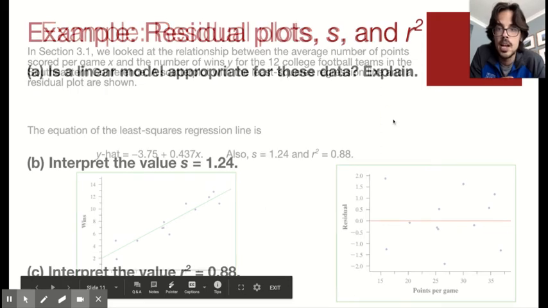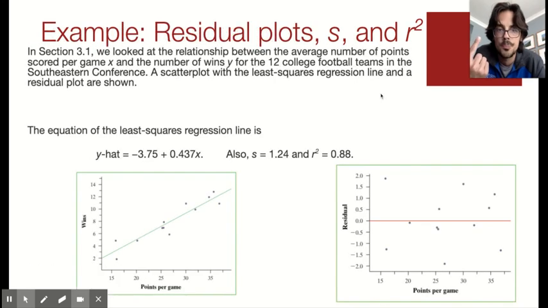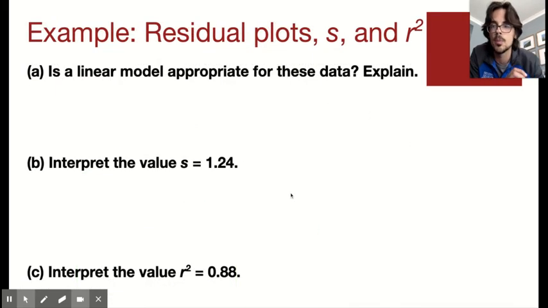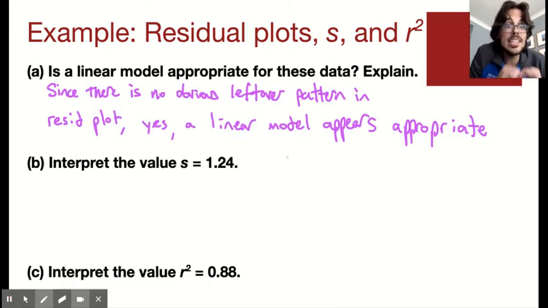So on the next page, I ask you for a couple things. Is a linear model appropriate? Interpret S, interpret R squared. Is a linear model appropriate? You're going to say yes, a linear model looks appropriate because the residual plot shows only random scatter. There's no leftover pattern in your residual plot. So I'll pause and get that written down. All right, so there's the wording you would want for this problem. Anytime they ask you about a linear model being appropriate, use a residual plot. Do not just eyeball it. Do not get tricked into using R and saying, oh, R is high, yeah. You have to look at a residual plot.